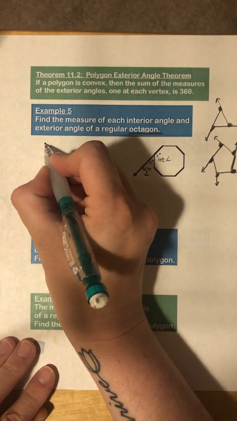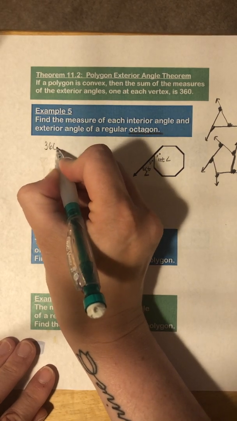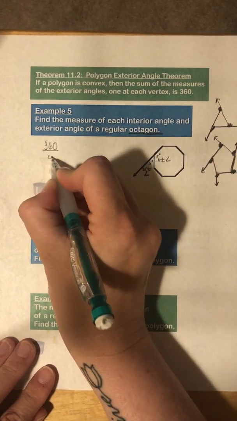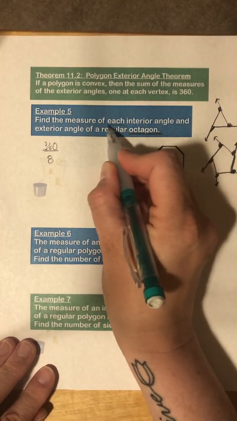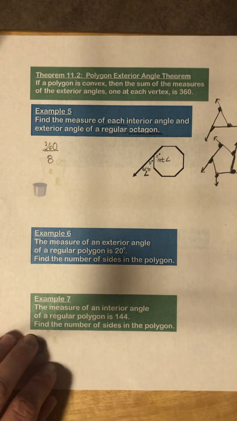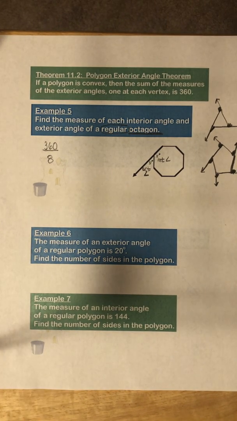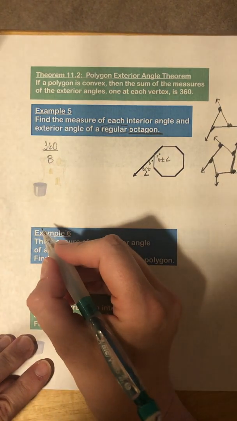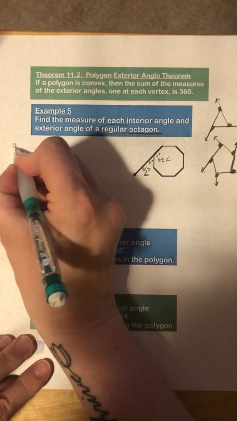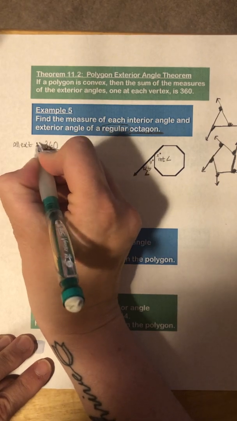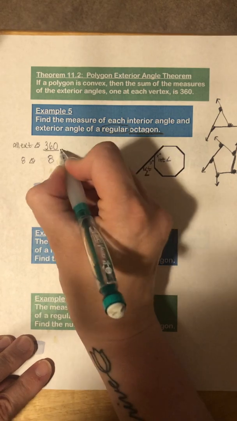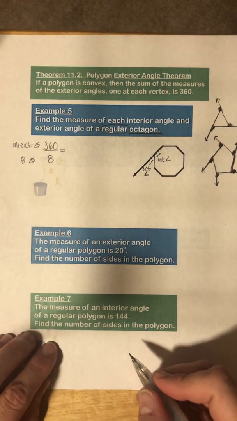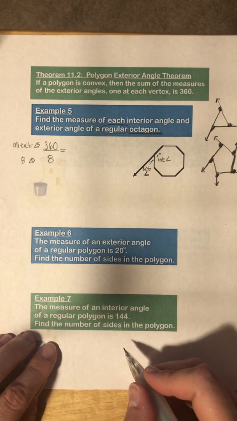So I know all of them add up to 360, but I'm going to take that 360 and divide it by 8. The reason I'm doing that, and this is important, is because it used the word regular. That means all of the interior angles are going to be equal. It means all of the exterior angles are going to be equal. So again, the 360 came from all of the exterior angles, and we are dividing by 8 angles, and the number we get is going to tell us how much one angle is.